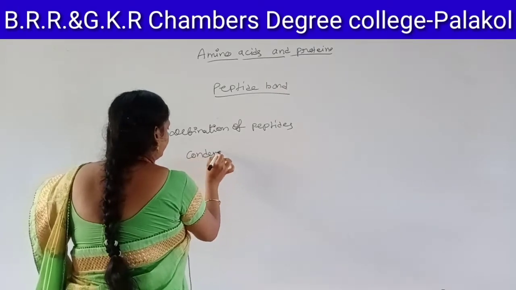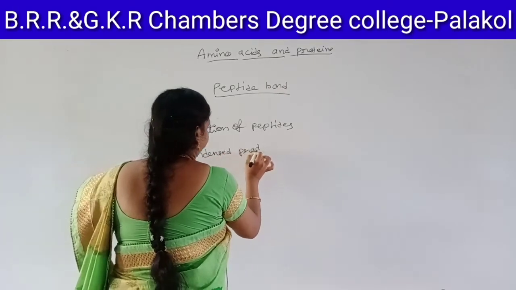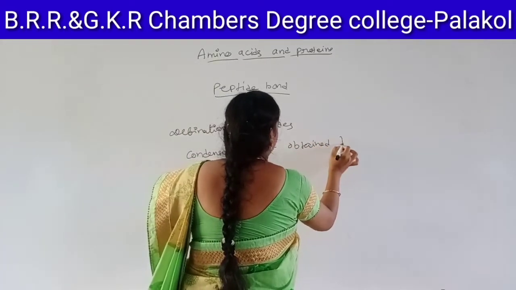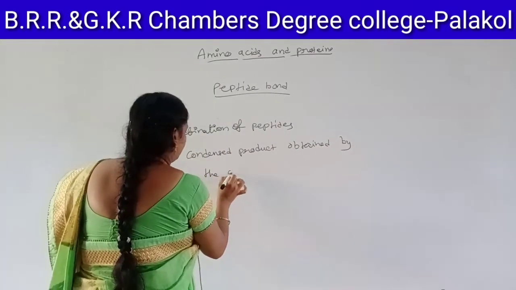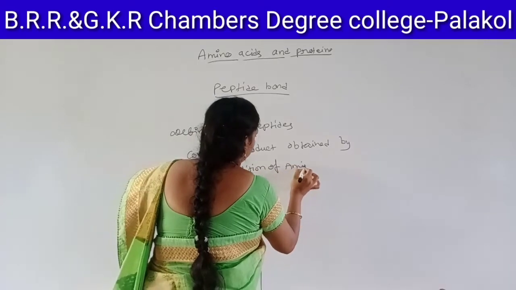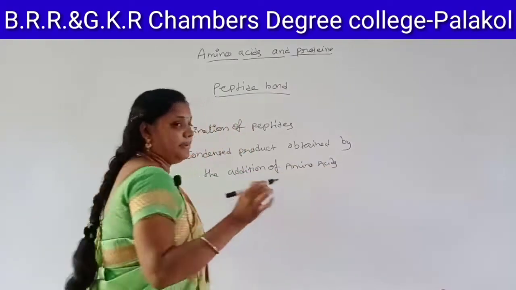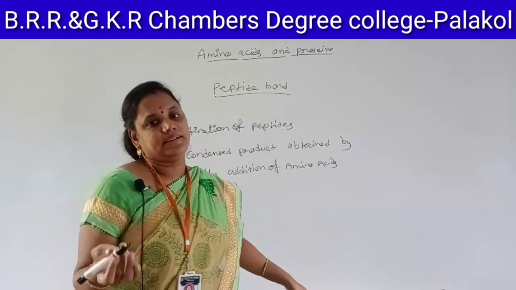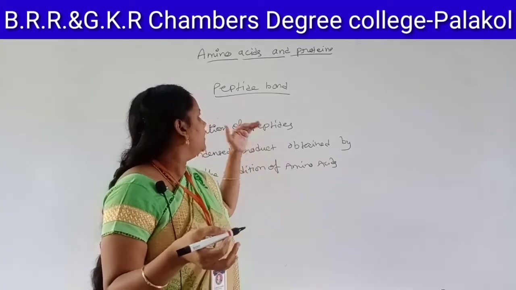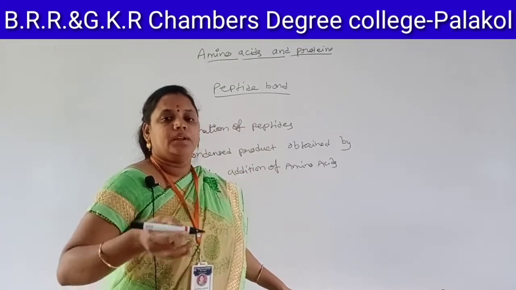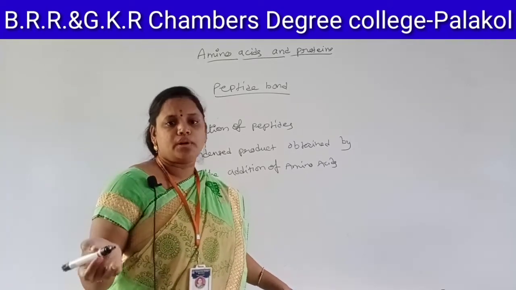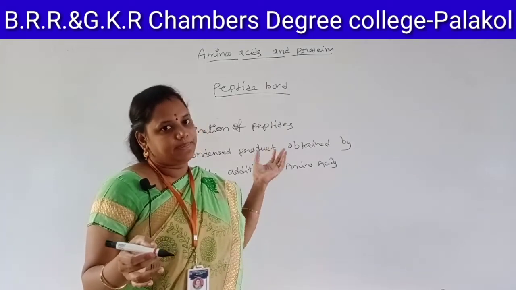Condensed products obtained by the addition of amino acids. By the addition of 2 or more amino acids, condensed products are obtained. Those condensed products are called peptides.